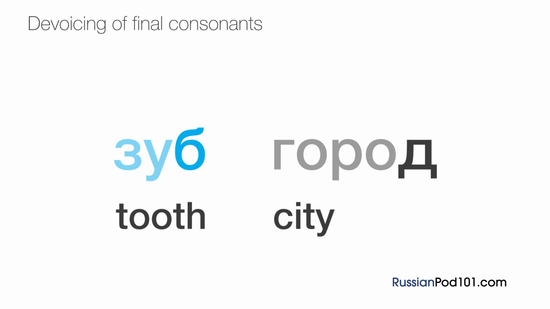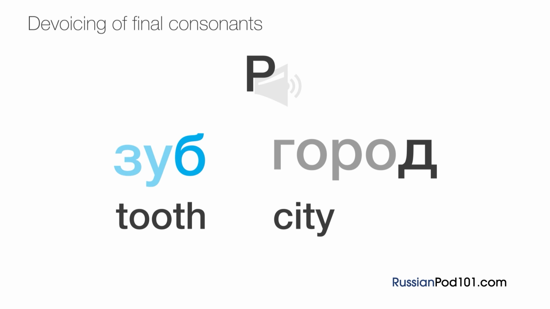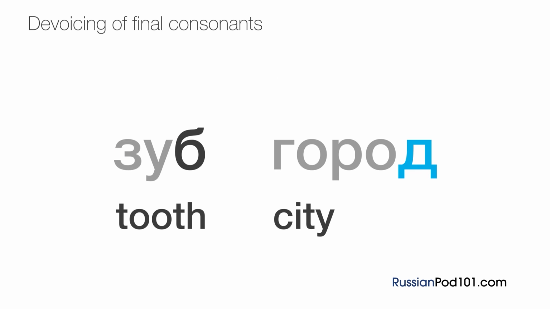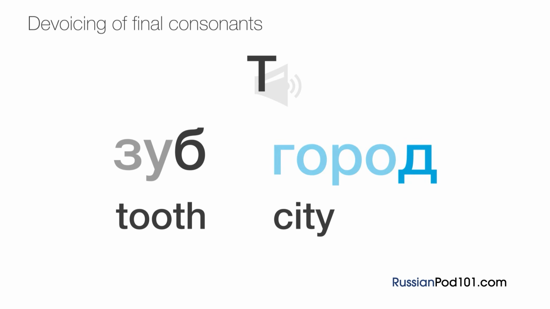Notice how in the first example, the final consonant letter, which would normally be pronounced as a B sound, is actually pronounced as a P sound, so it sounds voiceless instead. Listen to it again. Зуб. The final consonant letter in the second example, which would normally be pronounced as a D sound, is actually pronounced as a T sound. Город.